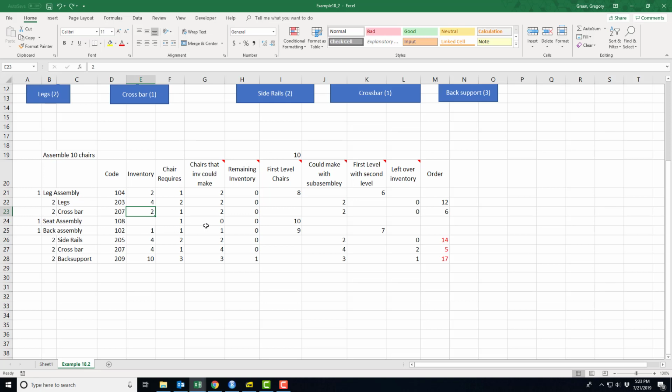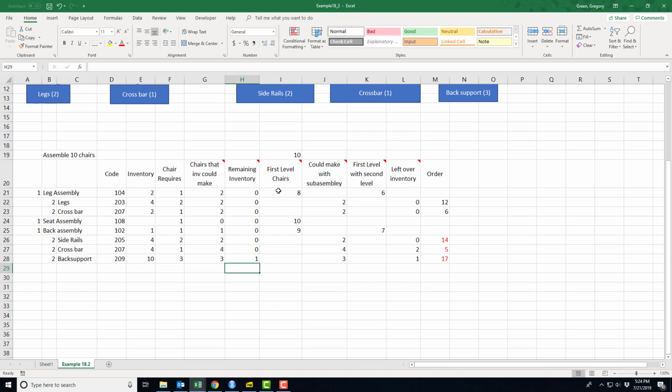Okay. Let me continue down this line. I have no seat assemblies, so I can make 0 chairs with my inventory. But I do have 10 back supports, but I only need 3 of them to make a chair. So I could make 3, but then I still have 1 slat left over. Now, this mod function, what it does is it takes my first number, 10, divides it by 3, and then the mod tells me, okay, what's the remainder? So the remainder, when I divide 3 into 10, is 1, so I expect a 1 to show up.